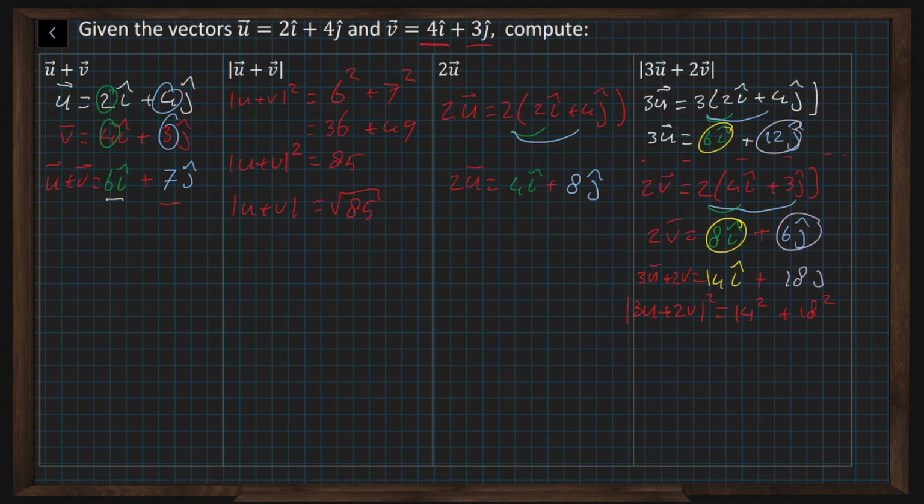And I will peek at the calculator and know that this is 520. And that results in 3u plus 2v, and the magnitude of that being root 520. That is roughly 22.8, I believe.